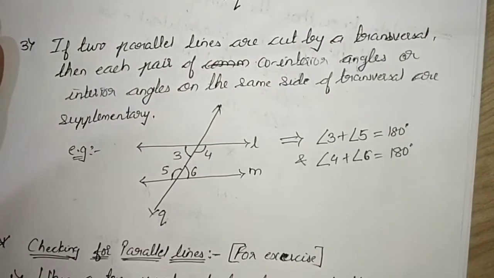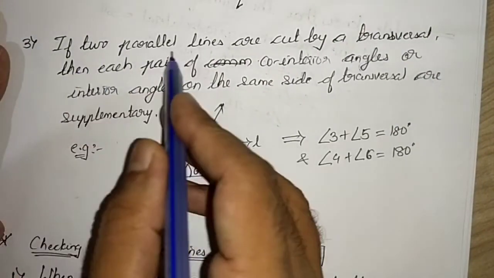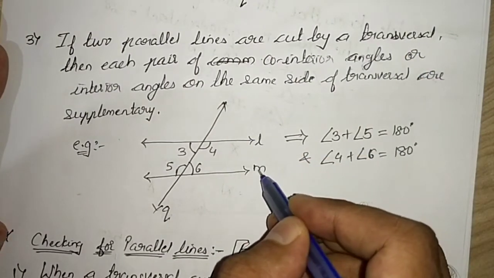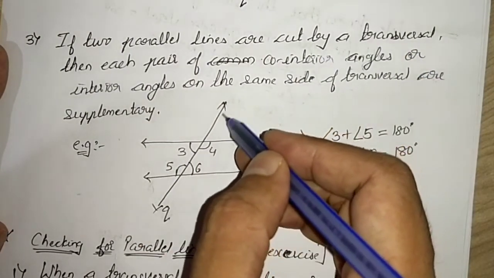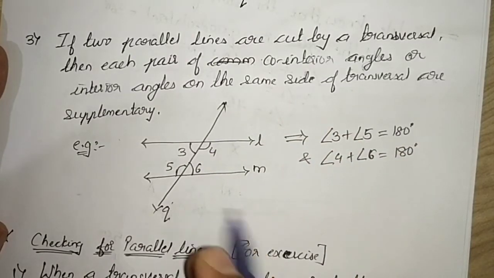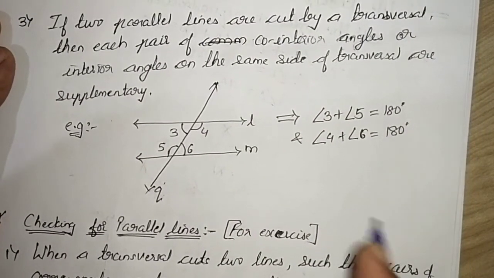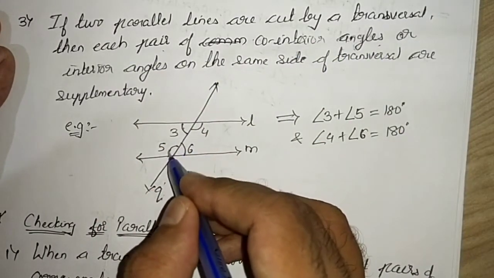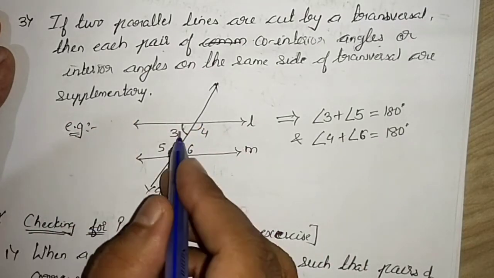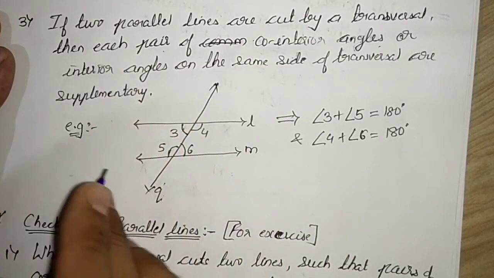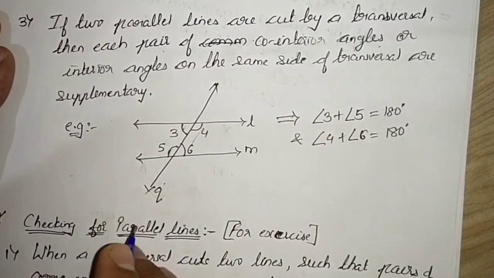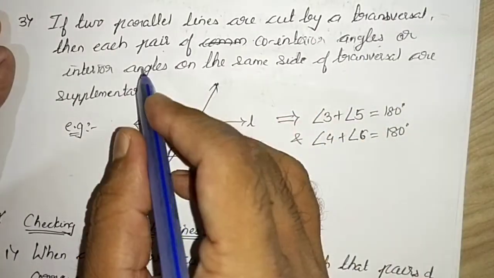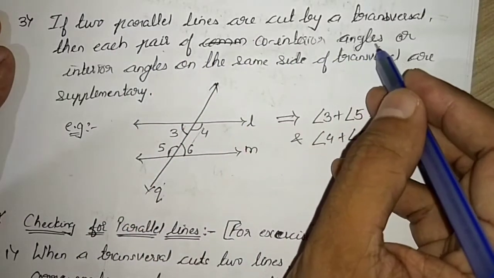Third point, again, if two parallel lines, let us take L and M, are cut by a transversal Q, then what will happen? Each pair of co-interior angles, meaning angles on the same side of the transversal, are supplementary. Each pair of these angles is supplementary.